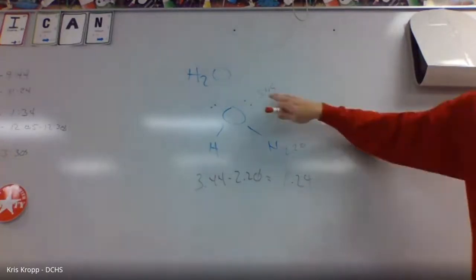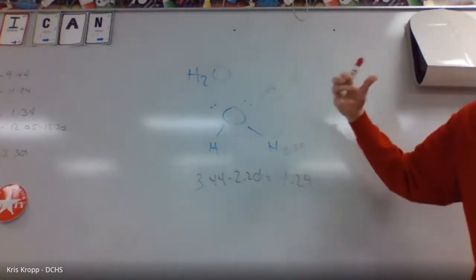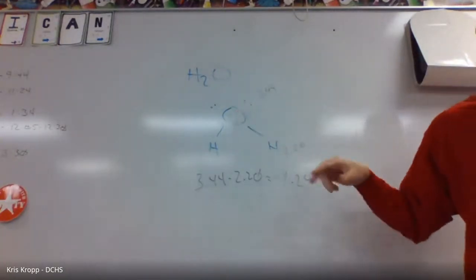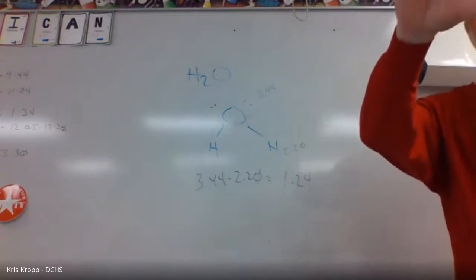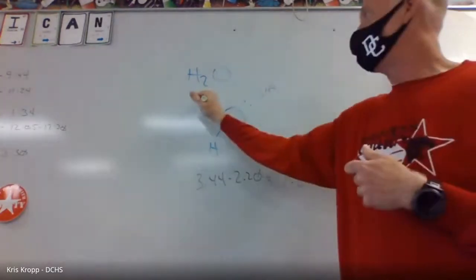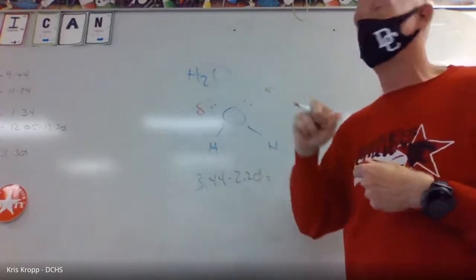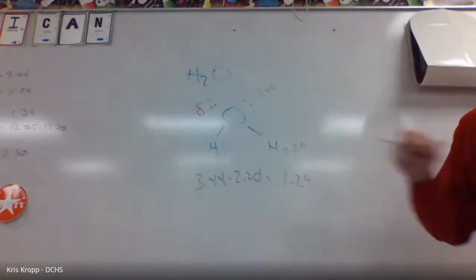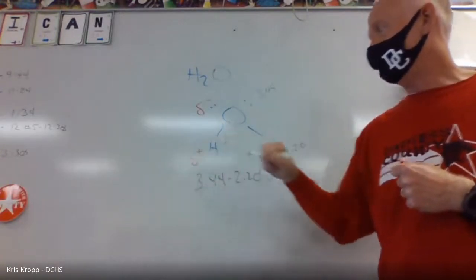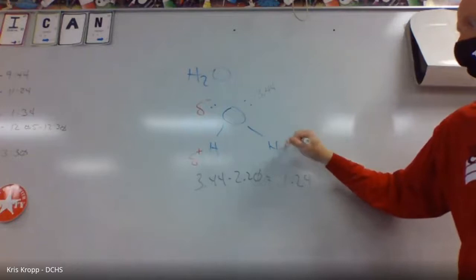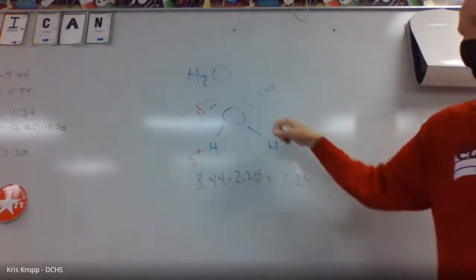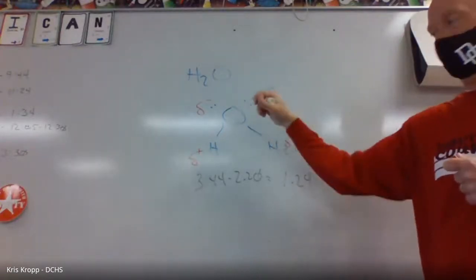But again, it's not quite strong enough to take the electrons. So it doesn't become negative and it doesn't become positive, but it's kind of on the way there. Since the electrons spend more of their time around oxygen, oxygen has a partial negative charge, and hydrogen, since the electrons are there less of the time, has a partial positive charge. Okay? And so our bonds are polar covalent bonds.